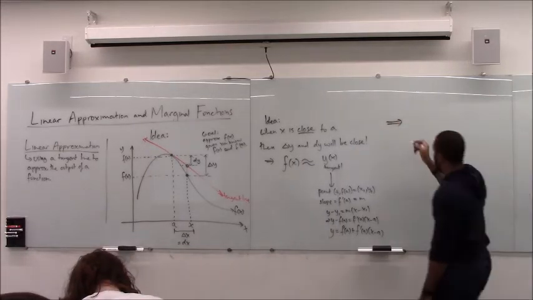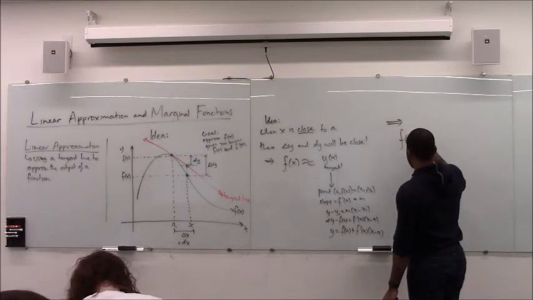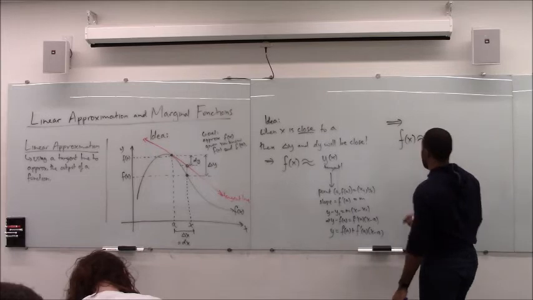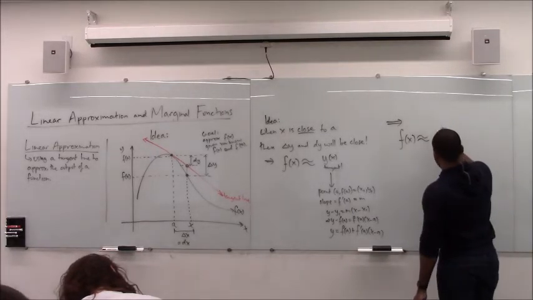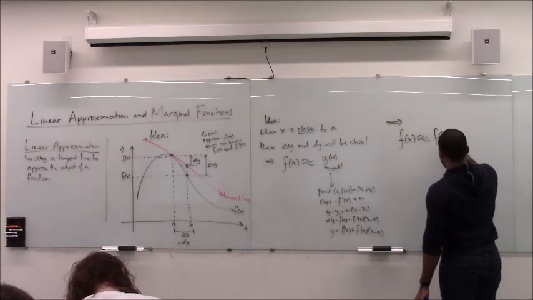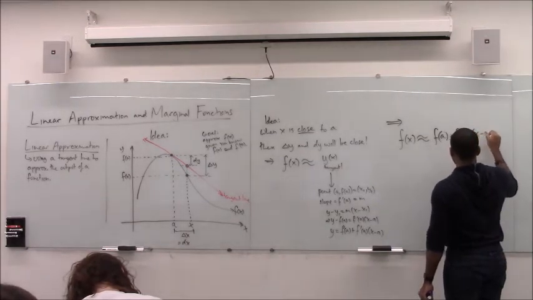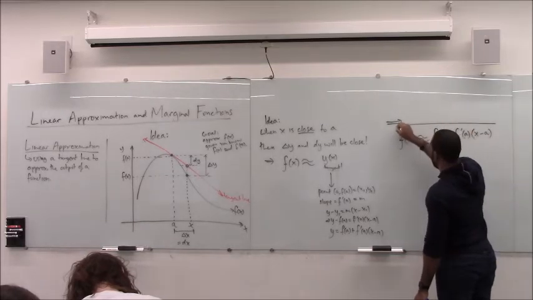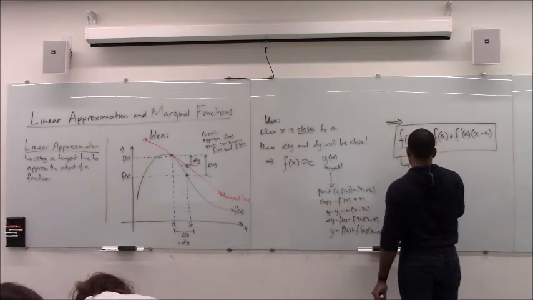So this leads to the following approximate equation. My f of x is going to be approximately the same as this particular output that we just derived. F of A plus f prime of A times x minus A. This guy here is called the linear approximation formula.